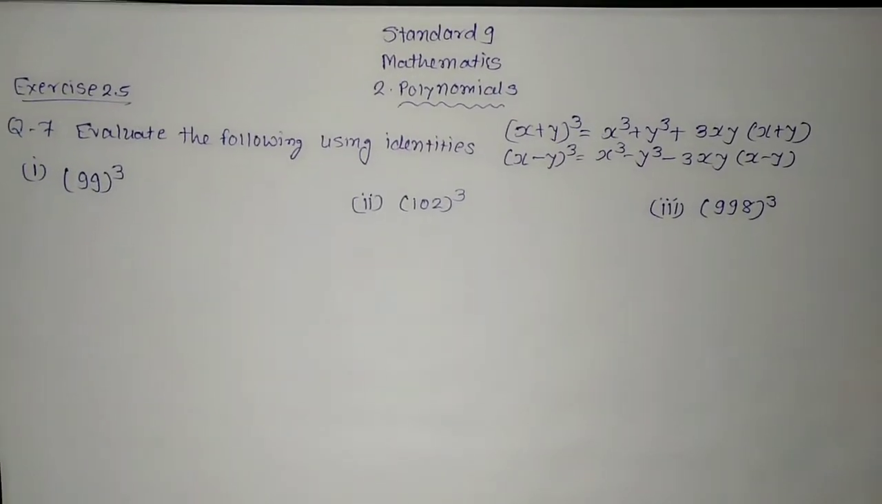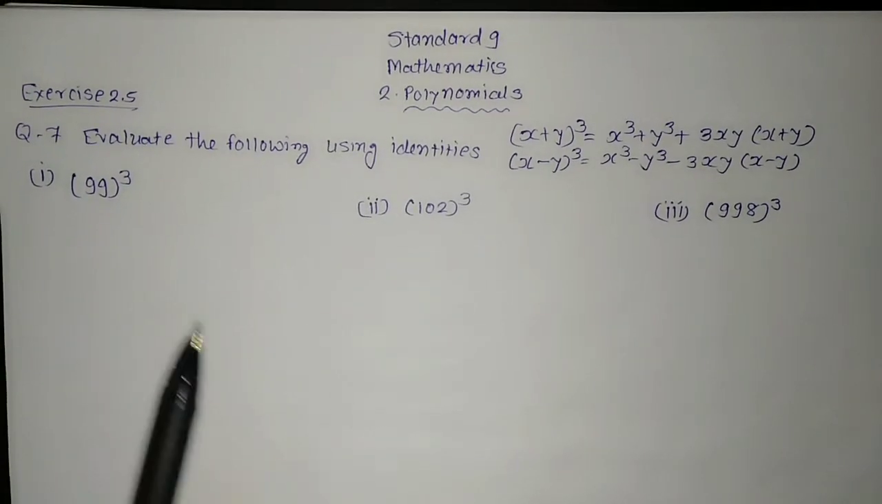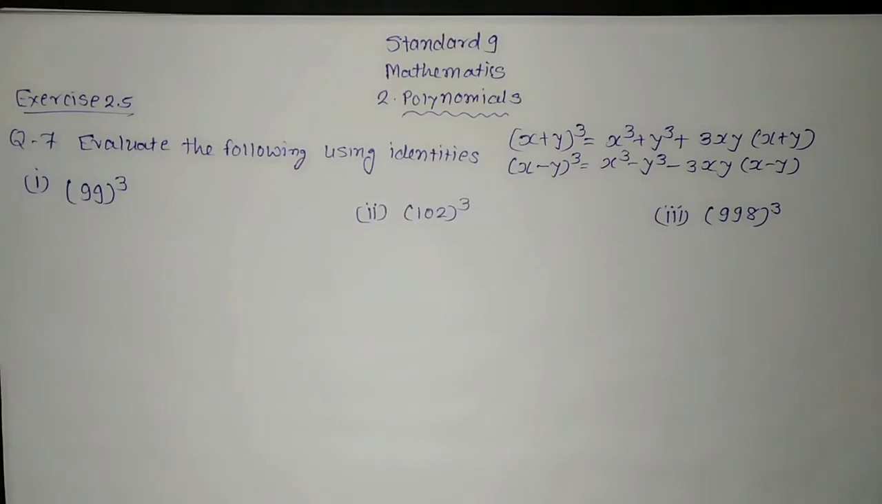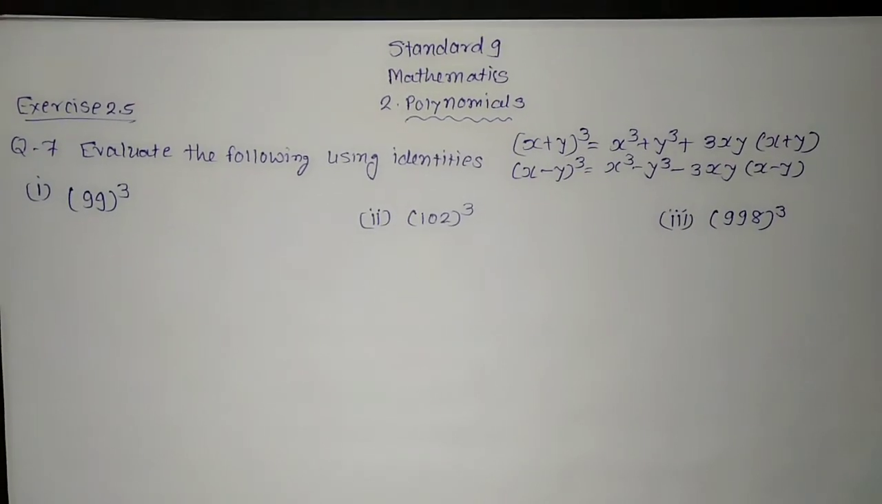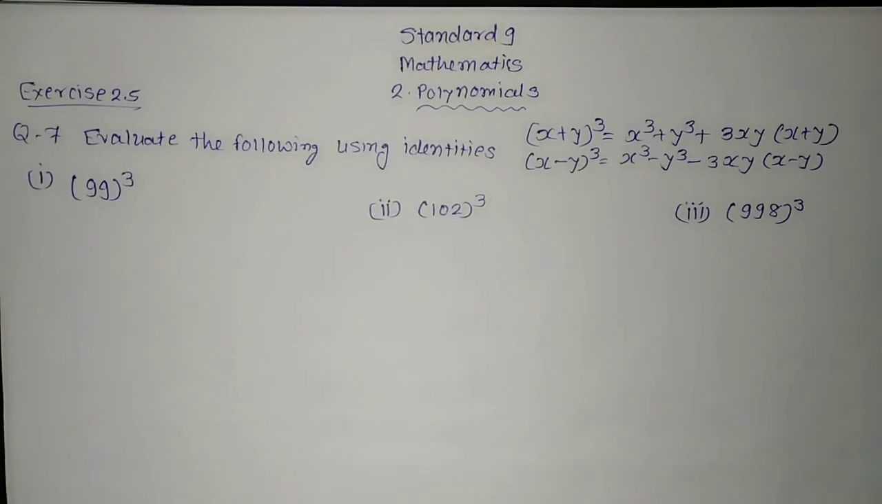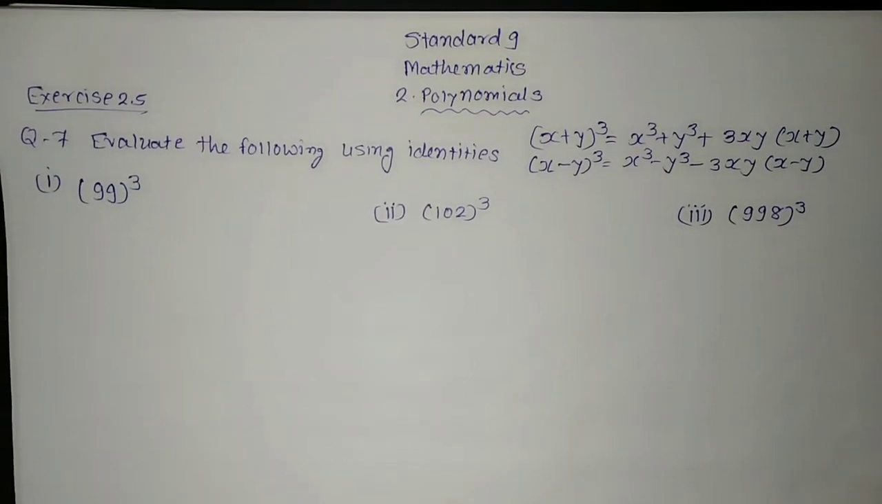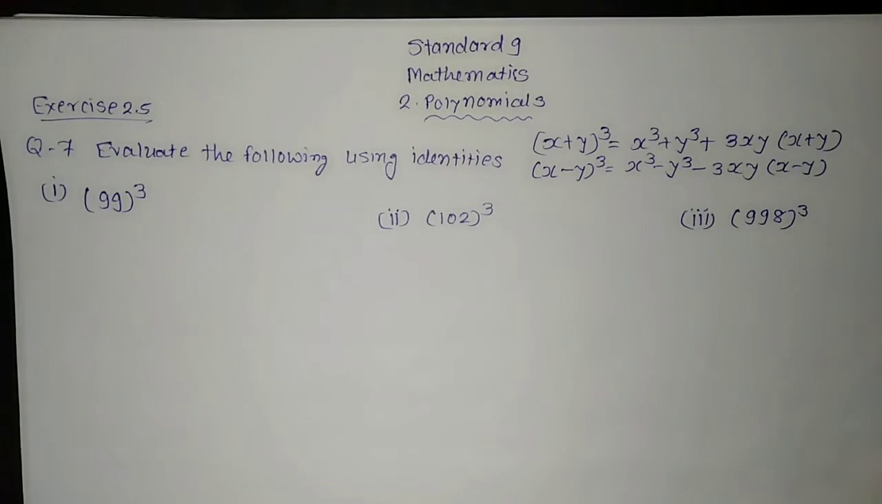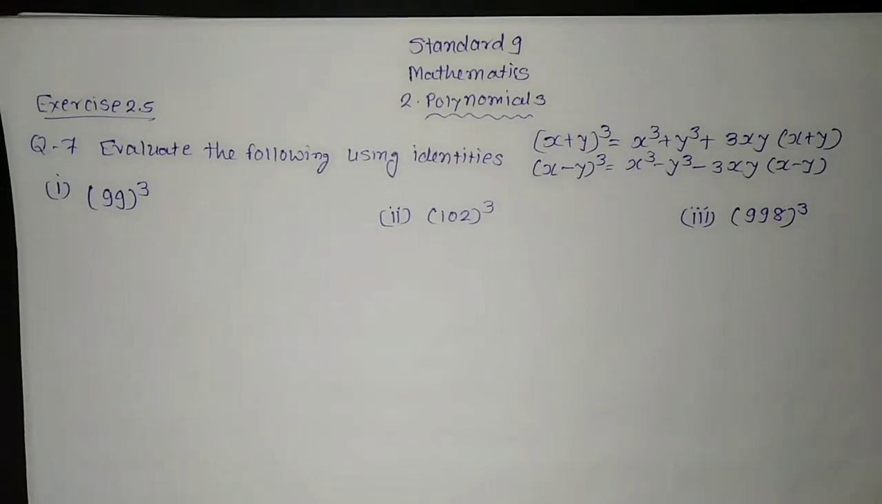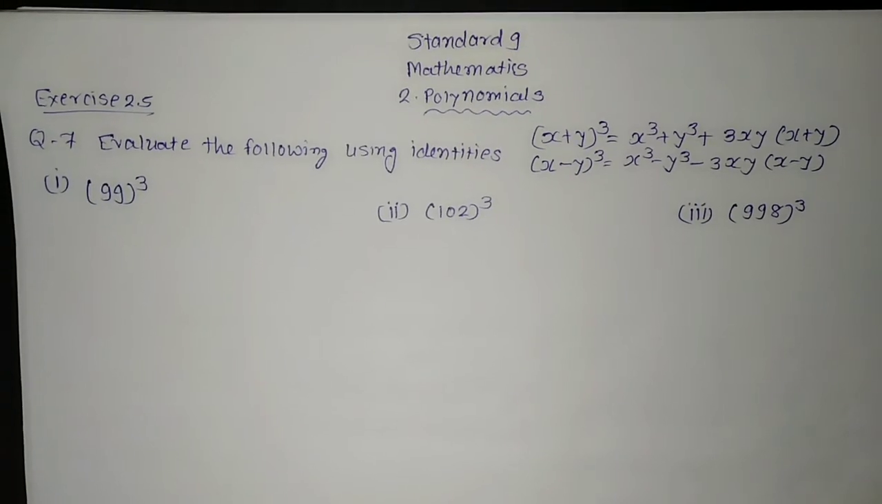To solve them easily, if you want to do this cube, then you have to do 99 into 99 into 99, three times, and if some mistake occurs, it would be very problematic. So here with this identity you can solve these sums very easily. Keep watching this, you will understand how to solve that by converting into the nearer by 0.